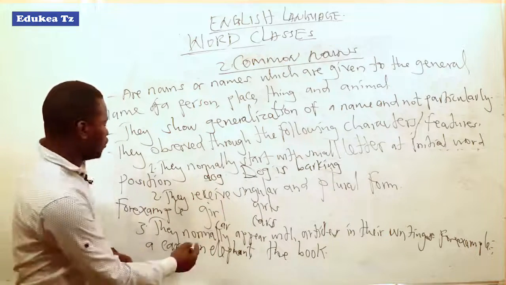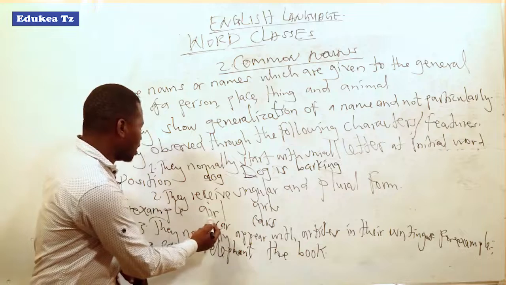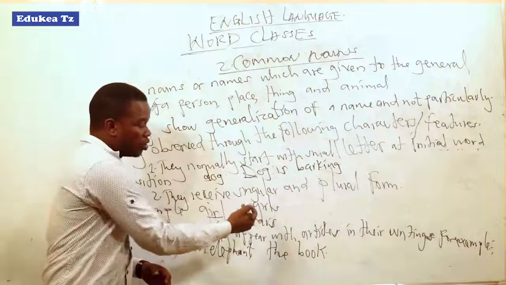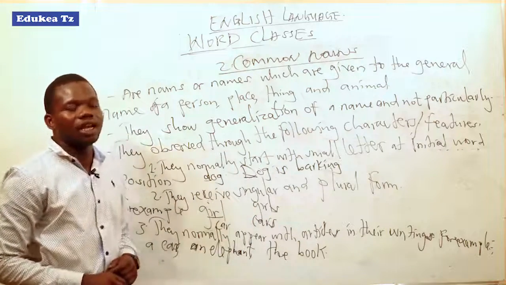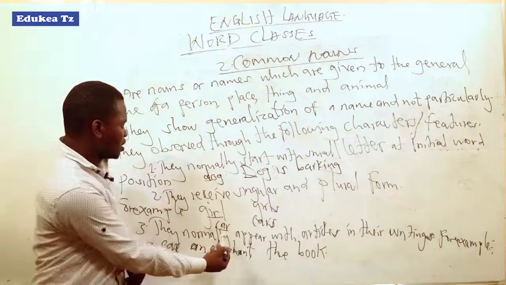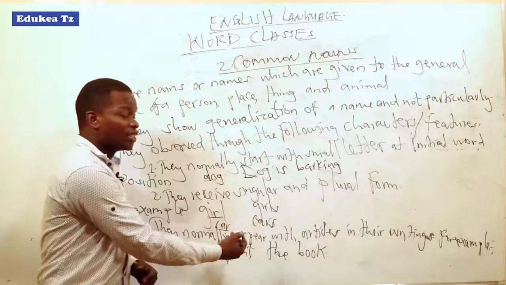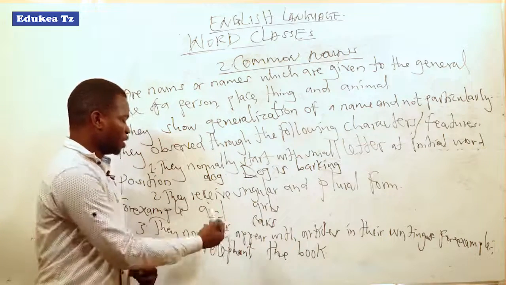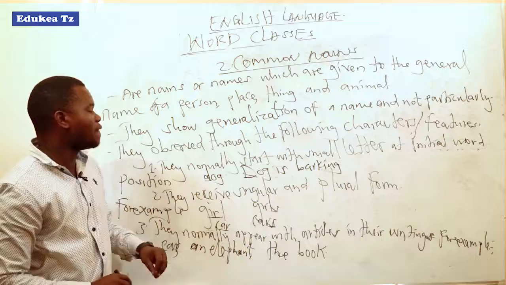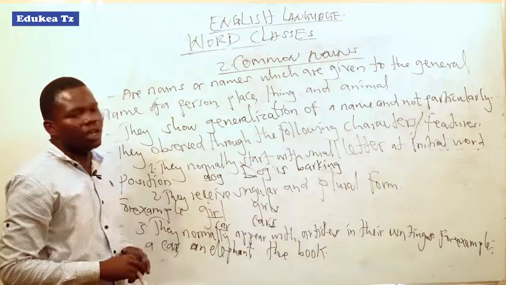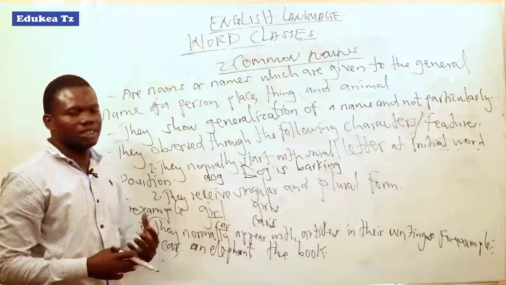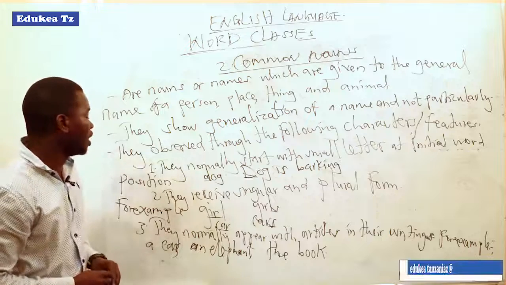For instance, we have the word girl. This girl is in singular form. It can be changed from singular to plural by adding s, and then we get girls. Again, we have the example car. This car is in singular form, but it can also be changed to plural by adding s. Then we get cars, which are not found in proper nouns. That's why we have said that common nouns are the contrast, or vice versa, of proper nouns.